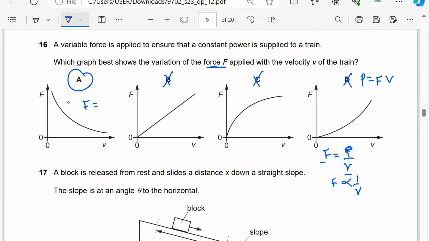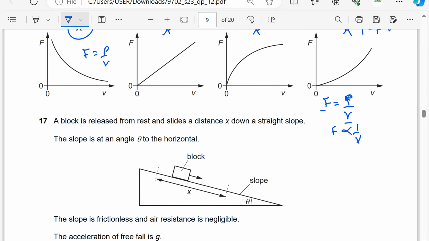Because we have seen F is equal to power over v. F is inversely proportional to v. As v increases, F decreases if the power is constant. So the answer is A.